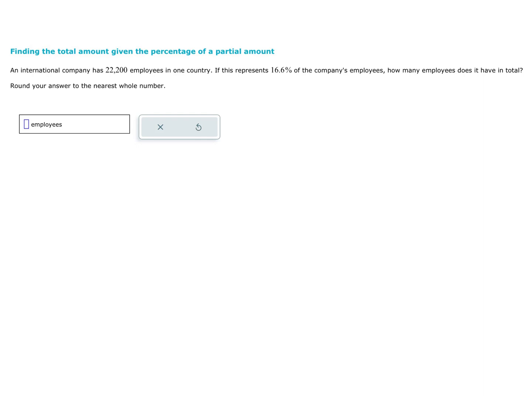To solve a problem like this, we're going to set up a ratio. So we're going to say 22,200 employees is equal to the 16.6%, which I'm going to write as a decimal. 16.6% would be 16%, and then the decimal part will go in the thousandths place. So this part right here goes to the hundredths place, and then this part goes to the thousandths place. Then over the total, that's what we're looking for, our mystery number here. But we know that that's 100%, which is equal to 1 whole.